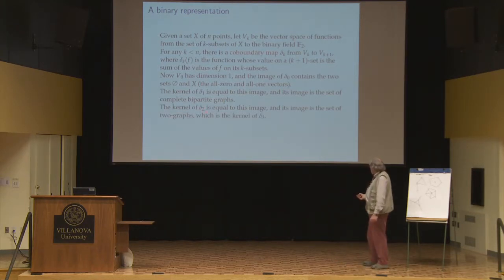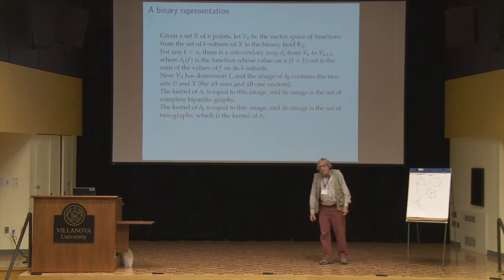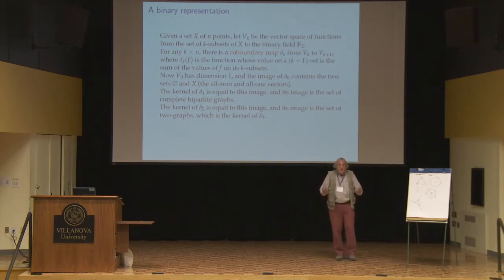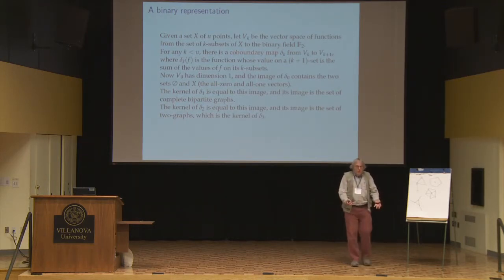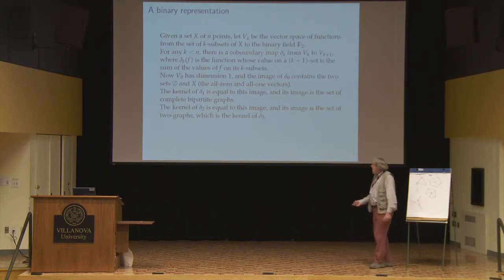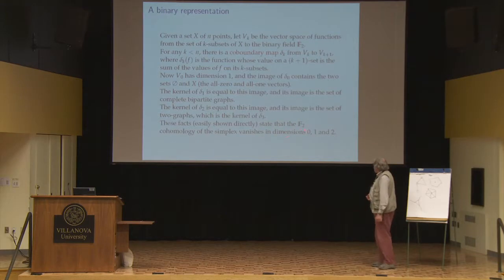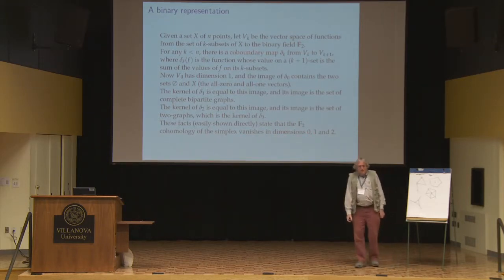The kernel of delta 2, you can check, I'll leave this one to you, is equal to the image of delta 1, and the image of delta 2 is the set of two graphs. The set of two graphs is the kernel of delta 3, because a two graph is defined to be a set of triples with an even number in any four set. So if you put 1 on those triples and 0 on the others, you're just saying that you sum over any four set, you always get 0. So that's the kernel of delta 3. So all we're saying is that the cohomology of the simplex vanishes in dimensions 0, 1, and 2.